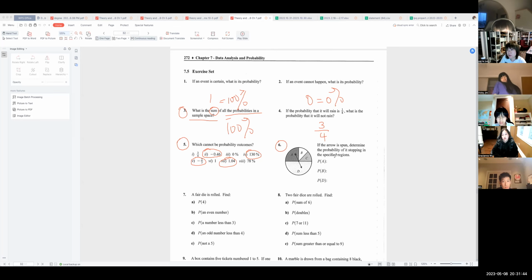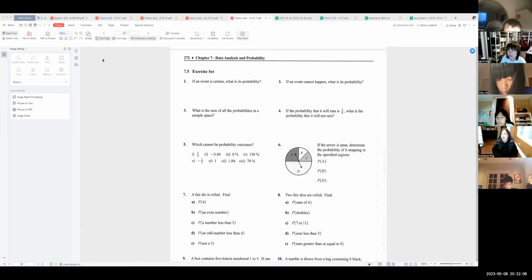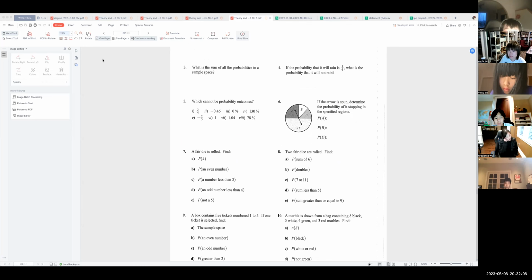Okay, so number 6 is pretty easy. A is exactly 1 over 4, so it's 1 over 4 or 25%. Okay, so P(B) equals 1 over 8, so it's 12.5%. D is 1 over 2 equals 50%. Okay, so now let's move to number 7 and 8. That is when the questions become more realistic. The earlier ones were all warm-up, and now we're starting, kids.